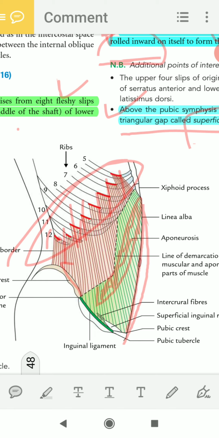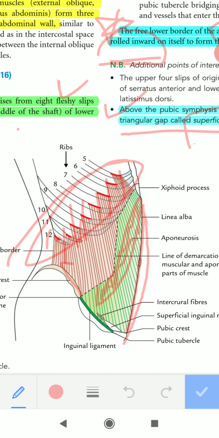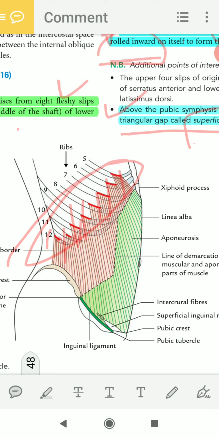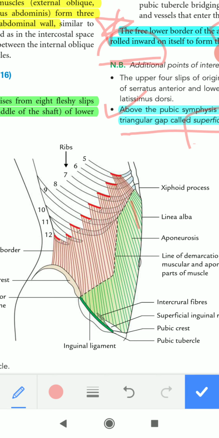Look at that. This is the aponeurosis of the external oblique muscle. It is thickened and rolled inward to form a ligament. This is known as the inguinal ligament. And just above the symphysis pubis, there is a triangular opening. This is known as the superficial inguinal ring.